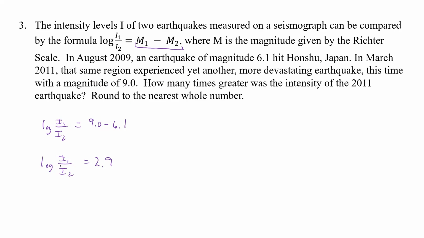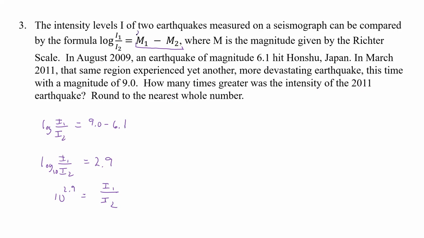Now what do I have? Well, remember, this is base 10. So if we need to, we can write that as base 10. And we can say 10 to the 2.9 is equal to I1 over I2. Okay. Now what it says is, how many times greater was the intensity of the 2011 earthquake?